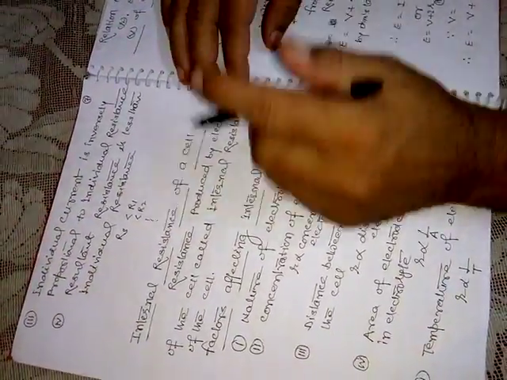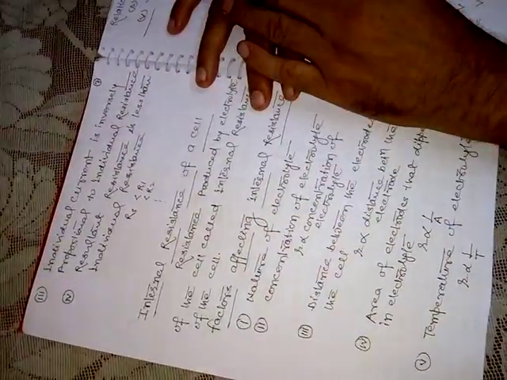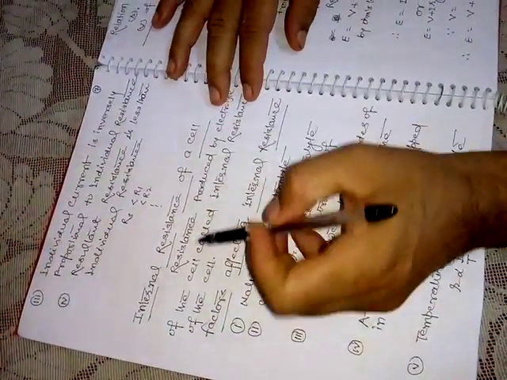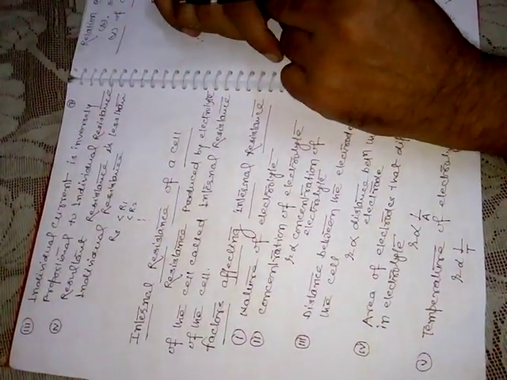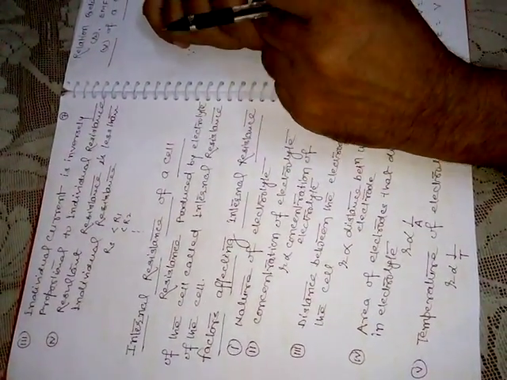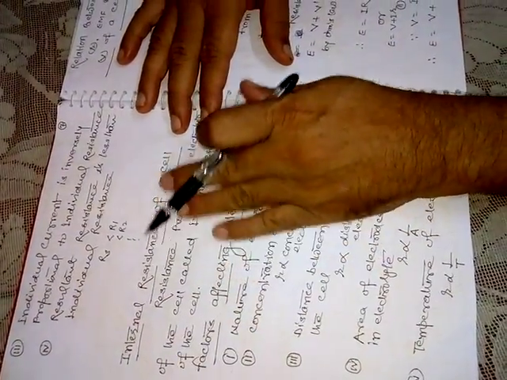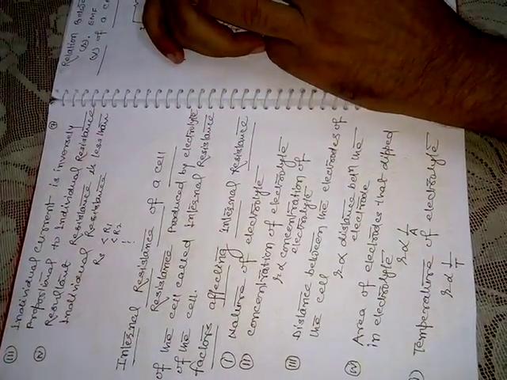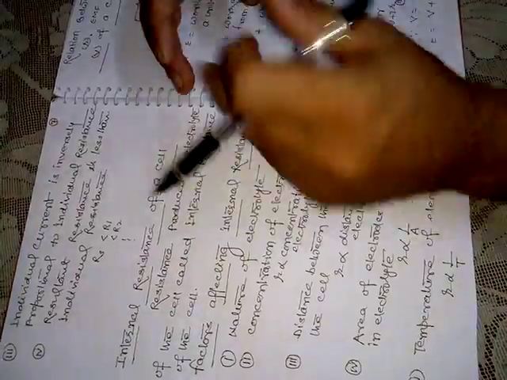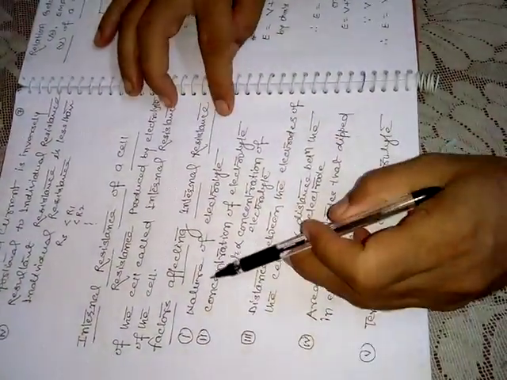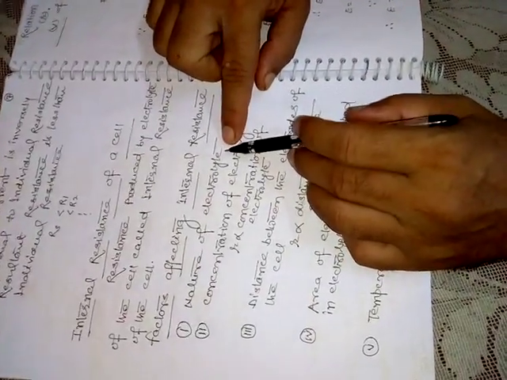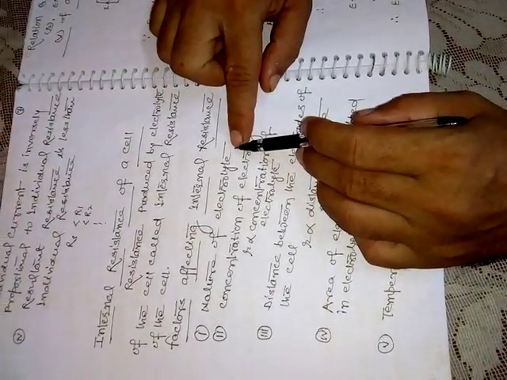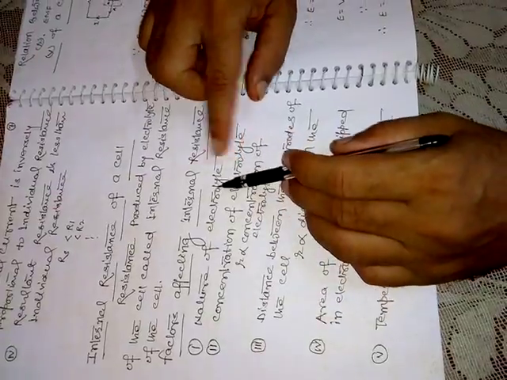Now come to the important point: internal resistance of a cell. The resistance which is offered by the electrolyte of the cell is called internal resistance. It means the value of internal resistance of a cell depends on the nature of the electrolyte. There are various factors. Let's see what they are. Number 1, nature of electrolyte. Nature of electrolyte means the number of ions which are present inside the electrolyte.